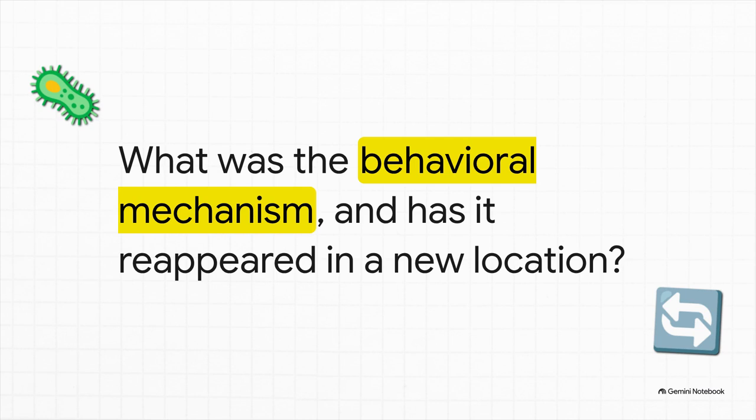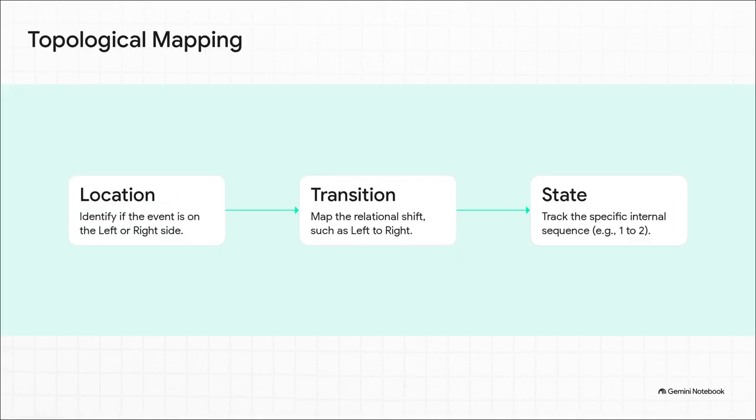We aren't just tracking where the price went. We are tracking how its internal energy and behavioral state actually transferred to a completely new location. And this brilliantly illustrates the shift. We are going way deeper than just basic left versus right. First, you identify the location. Then you map the relational transition, like moving from left to right. And finally, you track the internal state transition, like a 1 to 2 sequence. It's a nested classification. We're pulling apart the topology layer by layer.